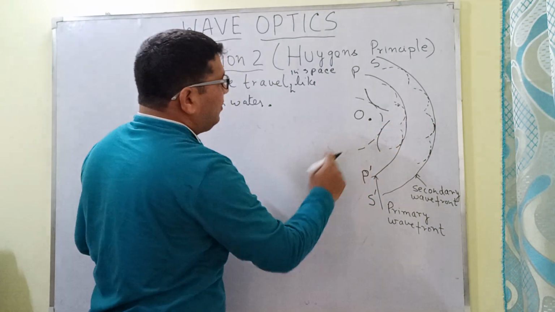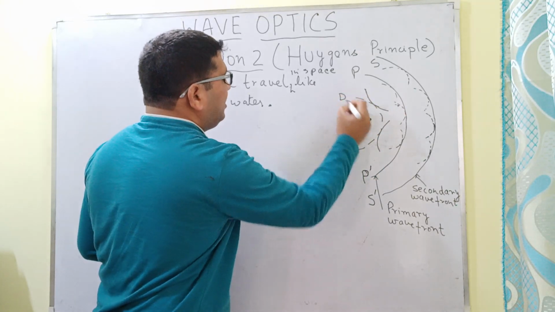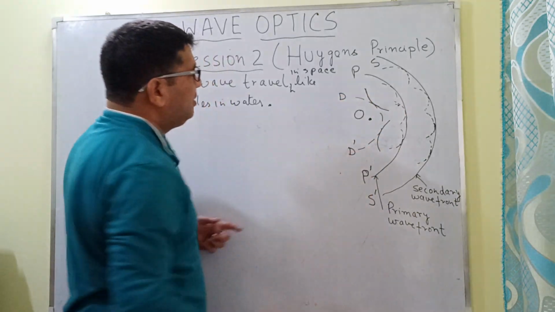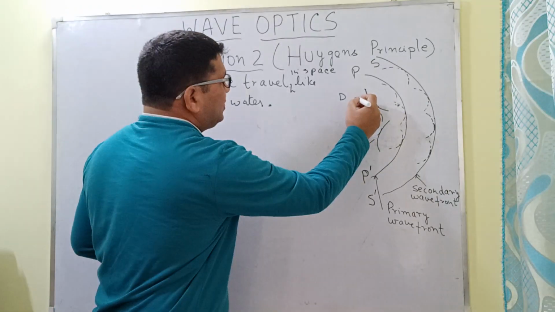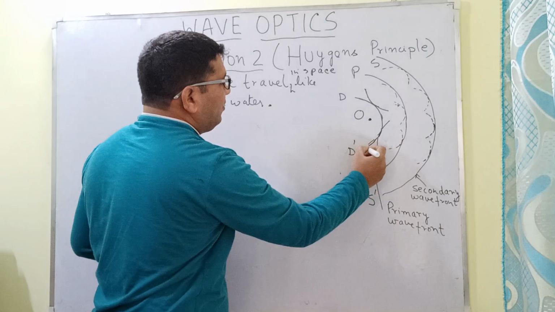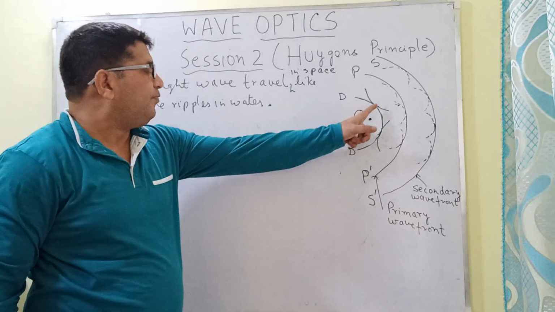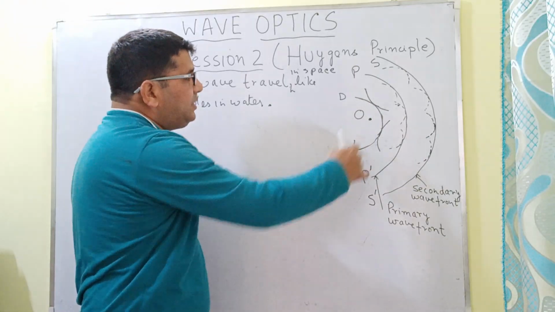So this is the back wave, and let us say I am denoting it with d dash. So this d dash is called the back wave, and you can see here that it is a back wave.